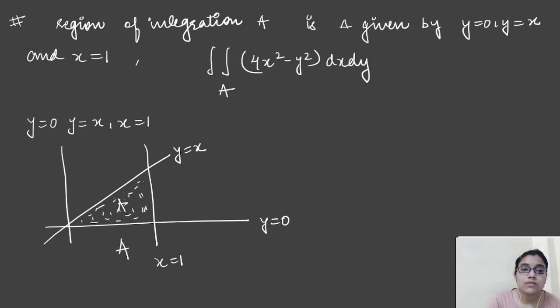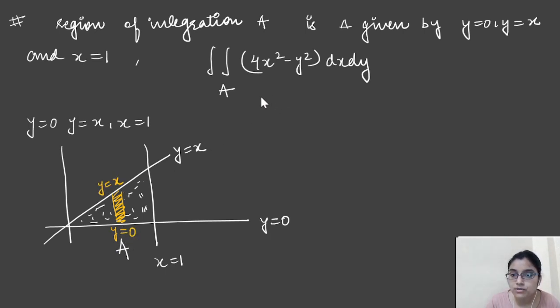So what we have to do is find the limits. We have both ways: either we can find the limit of x in terms of y or y in terms of x. In this case there won't be any problem because the curves are not changing when we are shifting our strip inside the region. So from where to where? From y equal to 0 to y equal to x.